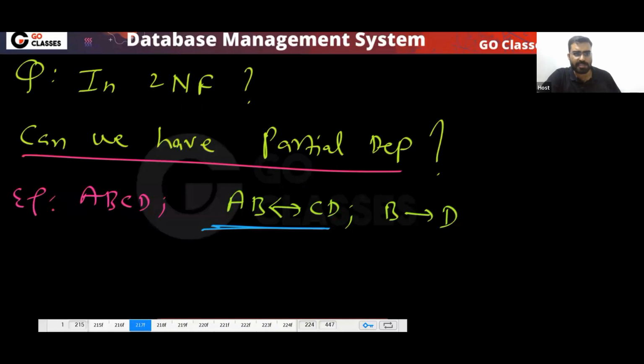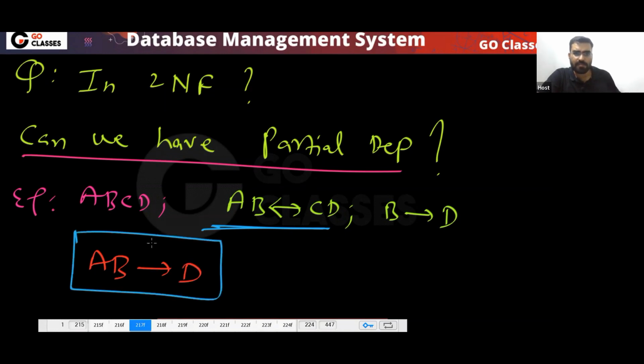But still, consider this dependency: AB determining D. Is this partial? Yes, this is partial.